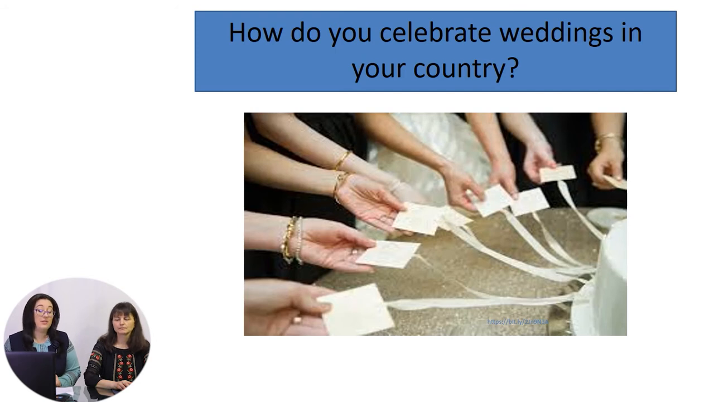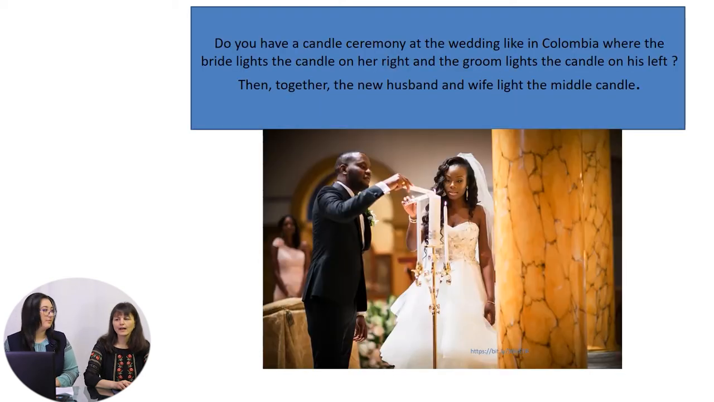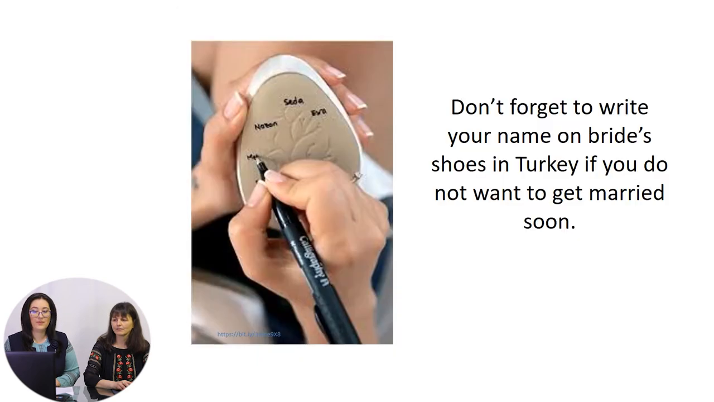Our next question is, how do you celebrate weddings in your country? Are there any special traditions? Do you have a candle ceremony at the wedding, like in Colombia, where the bride lights the candle on her right and the groom lights the candle on his left? Then together the new husband and wife light the middle candle. Don't forget to write your name on the bride's shoe in Turkey if you do not want to get married soon.